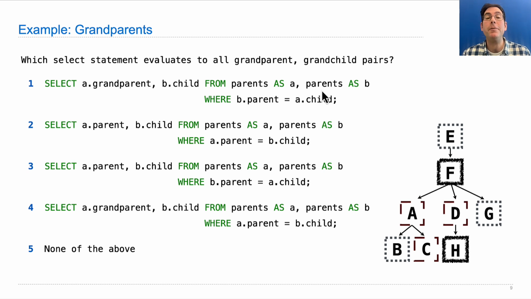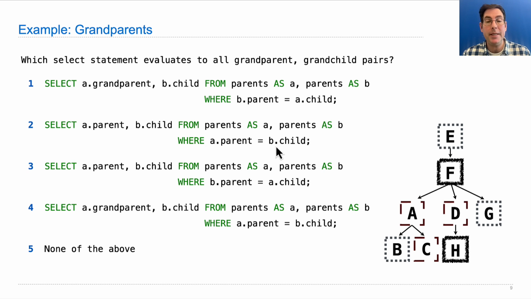We can only refer to columns that exist in those tables. So this use of grandparent isn't going to work because there are only parent and child columns. So we're down to 2 and 3. Let's take a good look at 2.